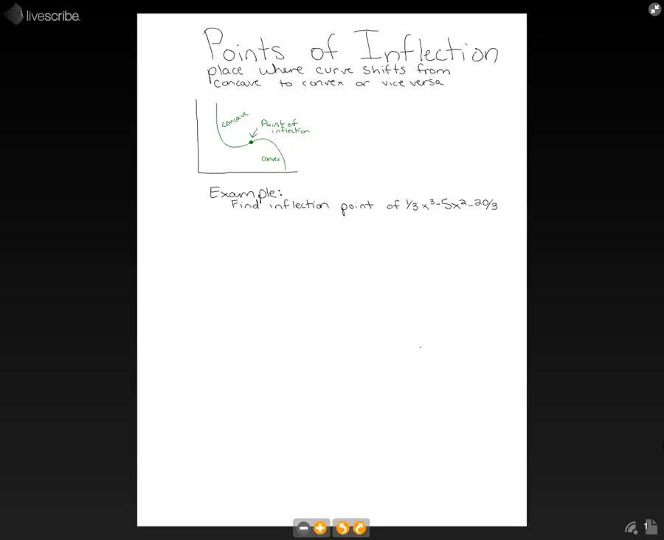So, we can find these points of inflection by taking our second derivative of our function and setting it to 0, and solving for x.